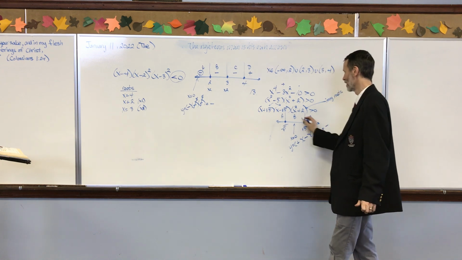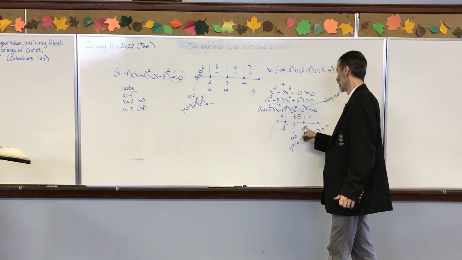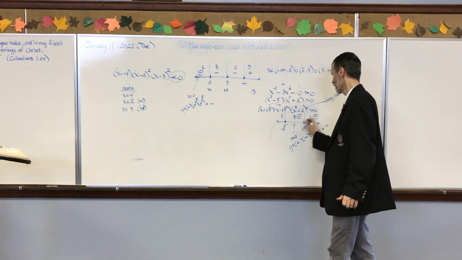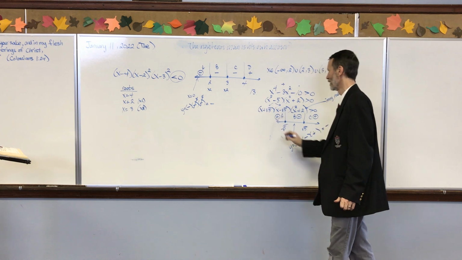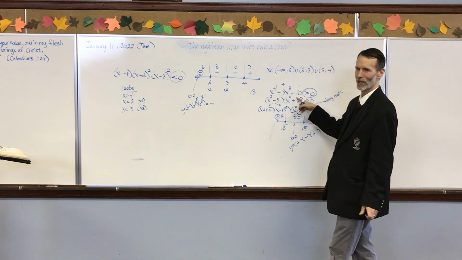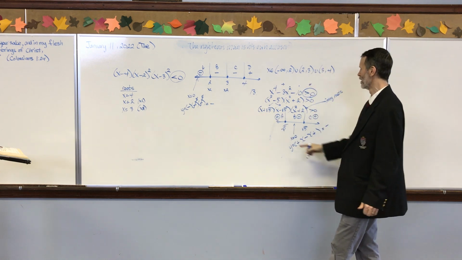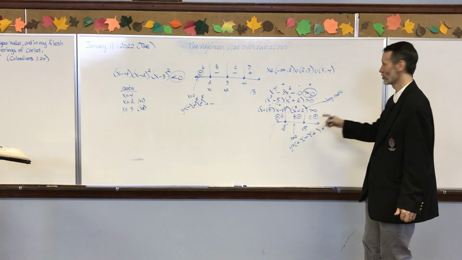That makes this region negative. Single root will switch the sign. They wanted regions that were above 0, which is positive. So we want regions A and C.